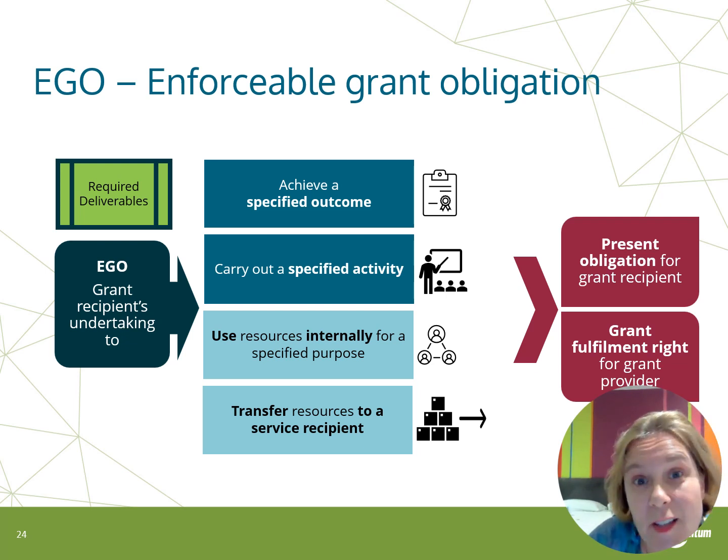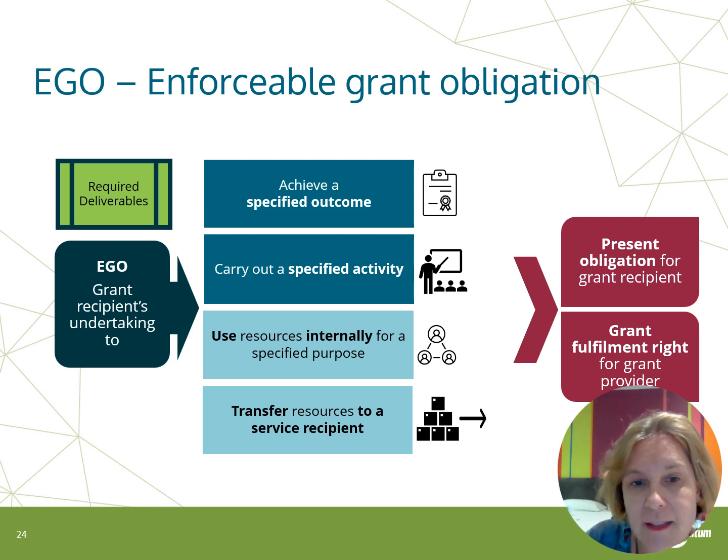So let's unpack this term EGO, enforceable grant obligation, because it's really important. It's basically the required deliverables that are in an enforceable grant arrangement. It's not the same as a restricted grant. It's not the same thing as you've been given money for a particular purpose. Although the understanding is that all EGAs would be restricted, it's not also the case that all restricted grants would be EGAs. It's tighter than that.